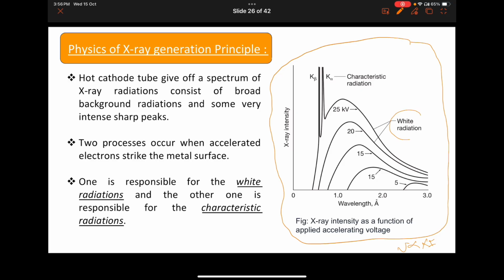One part consists of the white radiation, which is a very bulky, very wide part, and the other is very fine line spikes, very high energy, very intense spikes, the characteristic radiation. So we get these two different radiations via two different principles of generation. We are going to study these two in a bit more detail.